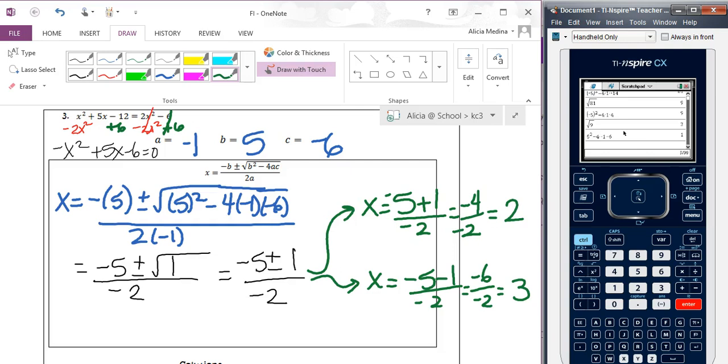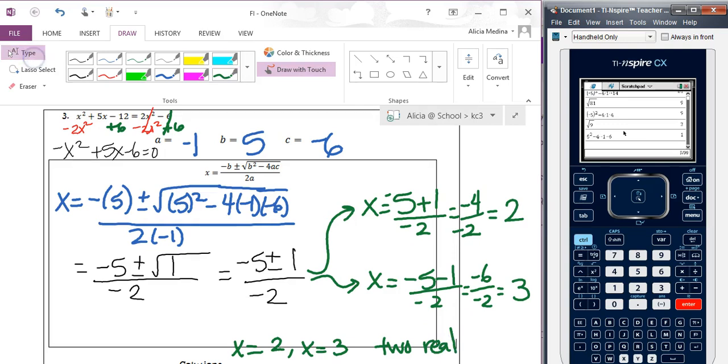I do not see any i's, so therefore I'm going to have x is going to equal positive 2, x is going to equal positive 3, and those are 2 real solutions. Alright, so there are no i's.